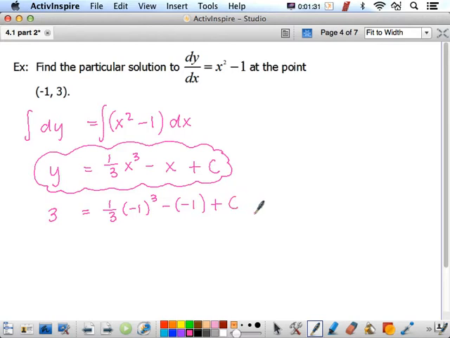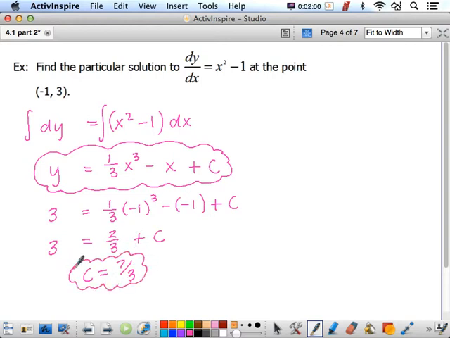And we're going to clean that up and solve for our missing constant. So we have 3 equals, -1 cubed is -1, so we have -1/3 plus 1, which is 2/3, plus our constant. And then if we say 3 minus 2/3, that would be 9/3 minus 2/3, which is 7/3. Great. Now, that is your constant of integration.